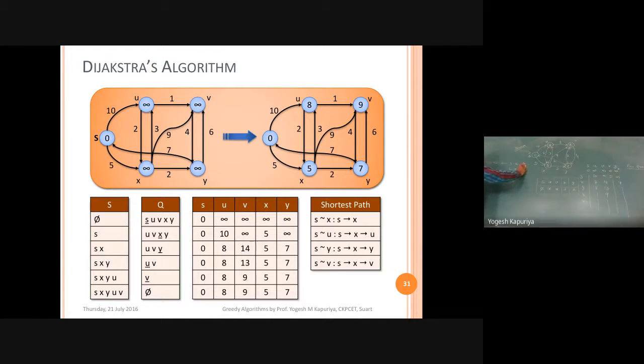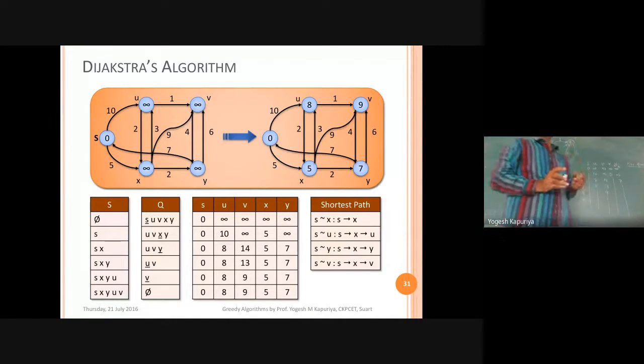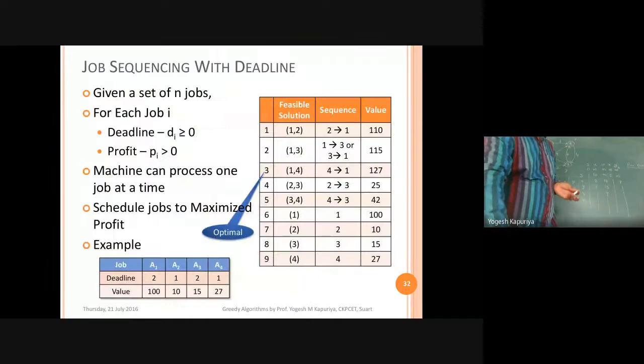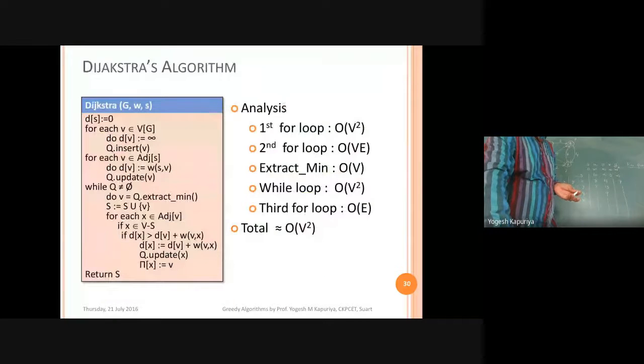Similarly, you can find it for V: V, U, X, S. Then reverse it to get the actual shortest path between two vertices. Right? So this is Dijkstra's algorithm to find the shortest path. Go back to the previous slide.